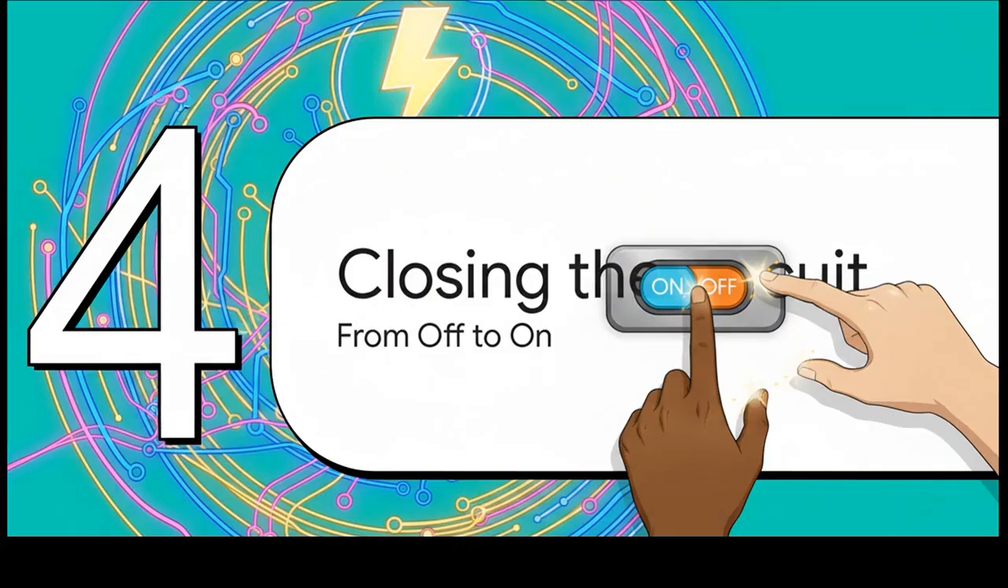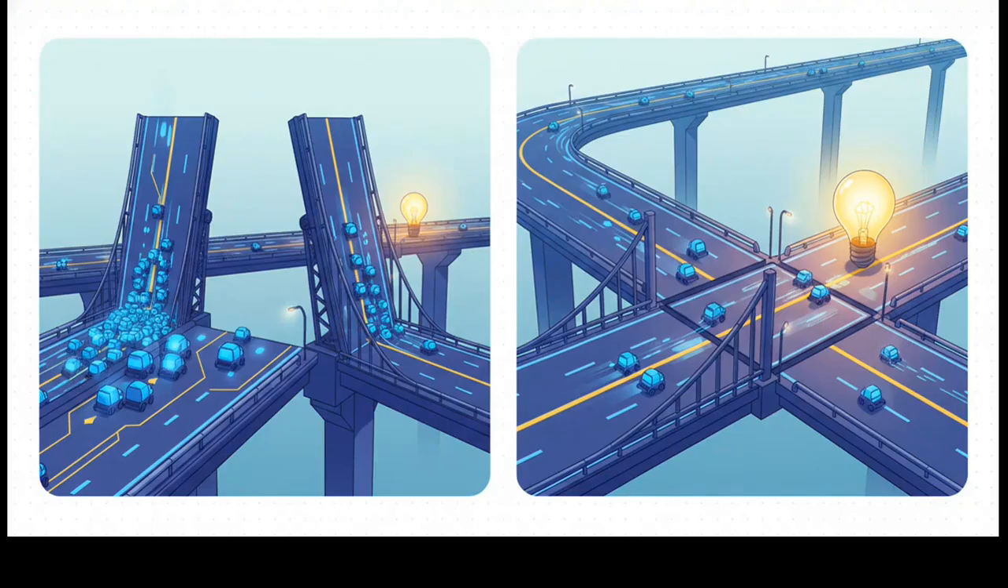Okay, so we have the power, we have the path, and we have the purpose. Now for the final and maybe most important piece of the puzzle. How do we actually control it? How do we turn it on and off? This is where we get the idea of an open versus a closed circuit. The easiest way to think of it is like a drawbridge. When the circuit is open, there's a break in the path. The bridge is up. And the traffic, our electrons, they grind to a halt. But when the circuit is closed, the bridge is down, the path is complete, and the electrons can flow freely.